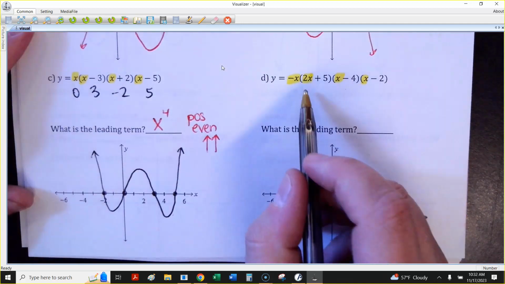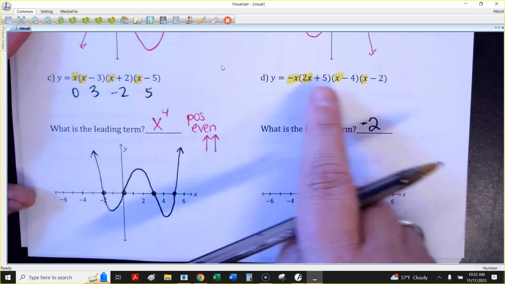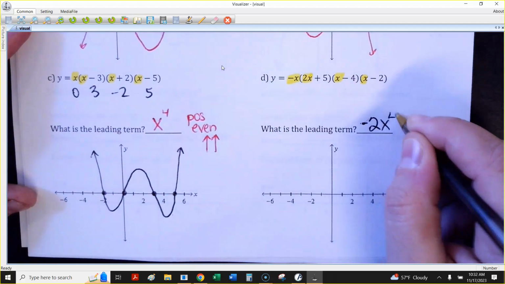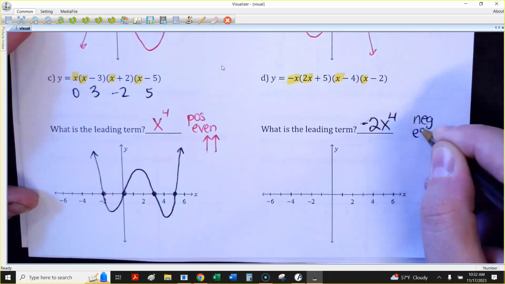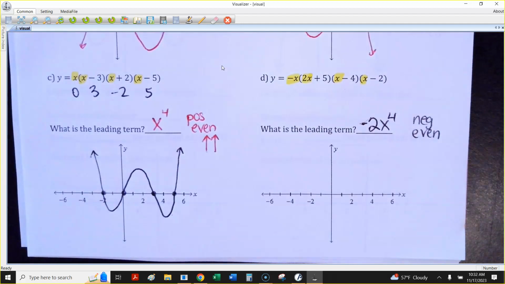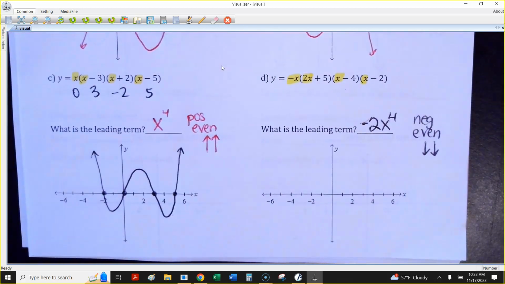You've got a 2 in here, you've got a negative, so this is -2, and you've got x one, two, three, four, so -2x to the 4th. This is negative because of the -2. It is an even degree because x to the 4th is the highest power. So even goes the same direction. If it's negative, they're both going to go down for the end behavior. So on the far left, we go down to negative infinity, and far right, down to negative infinity.